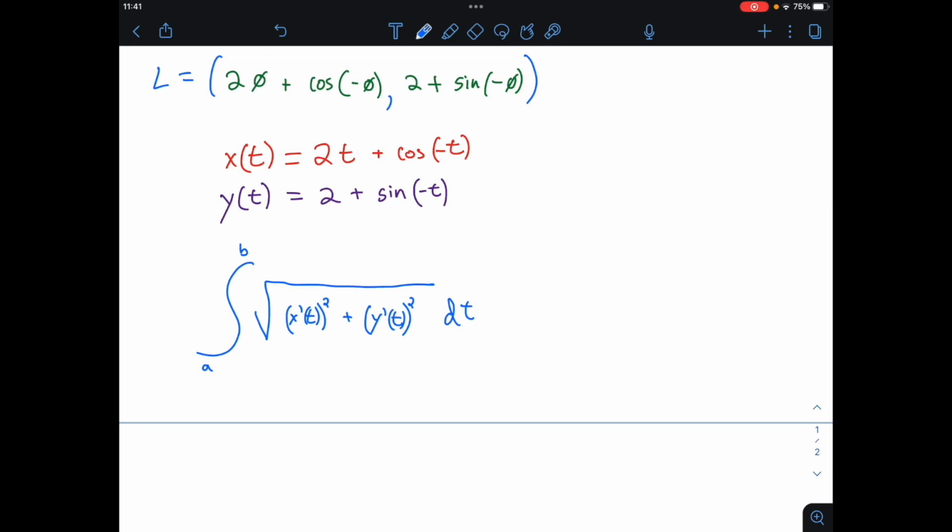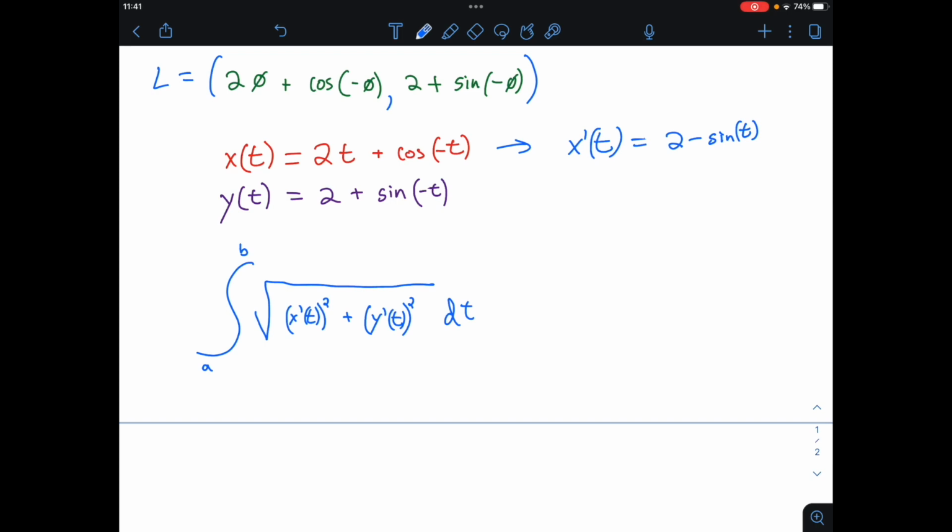So, I'm going to hop on Wolfram. Not that these are particularly difficult derivatives, but I'm not that current in calc. I'll try to do them, but I'll definitely check them. So we have x prime of t. Derivative of 2t is just 2. Derivative of cosine of negative t should just be negative sine of t. So I should just get 2 minus sine t.